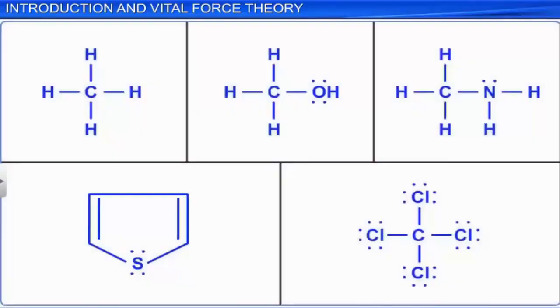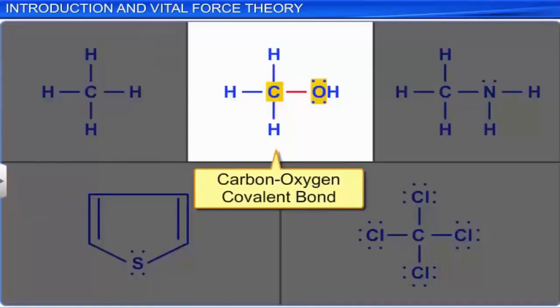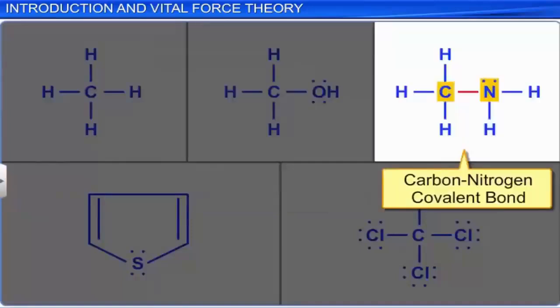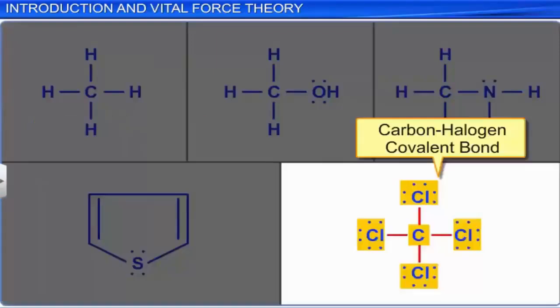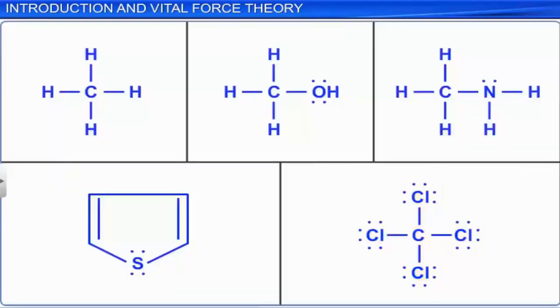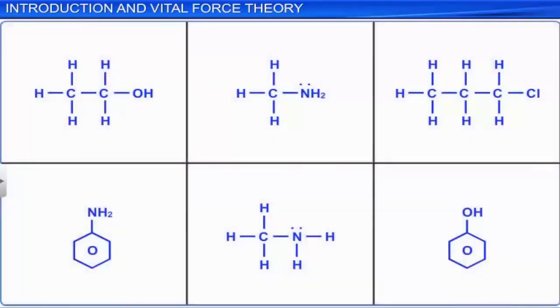Carbon also forms covalent bonds with hydrogen, oxygen, nitrogen, sulfur, and halogens. These carbon compounds are known as organic compounds. And the branch of chemistry that studies the formation and properties of organic compounds is known as organic chemistry.